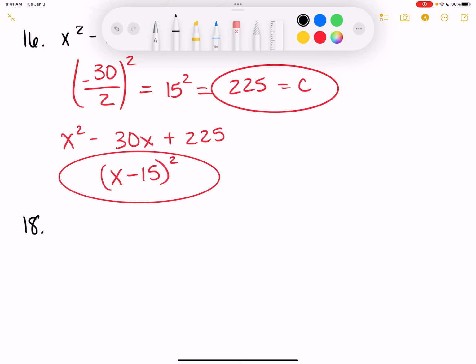All right, number 18, x squared plus 50x plus c. So how do I find c? 50 divided by 2 squared, or 25 squared. Anybody know that one off the top of their head?